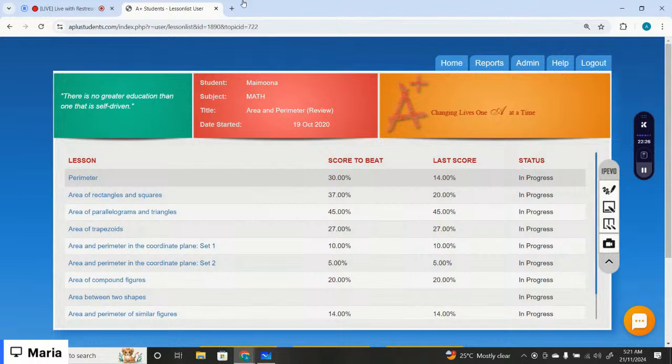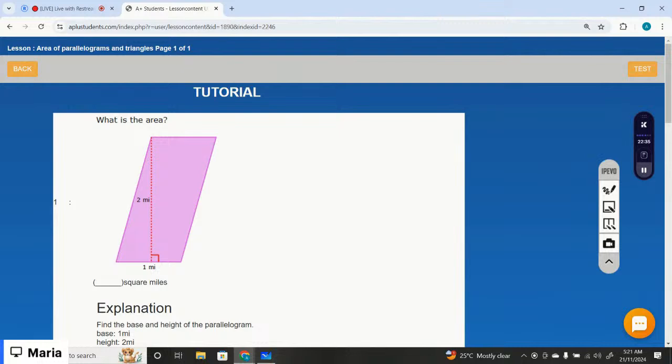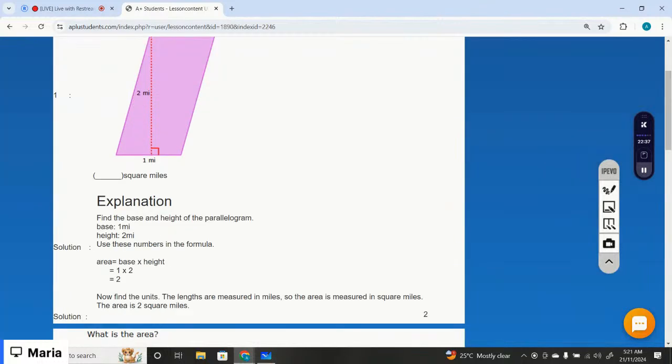The next lesson is area of parallelogram and triangles. What is the area? The area of a parallelogram is base times height.